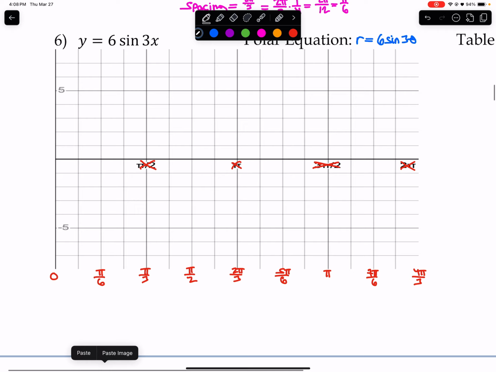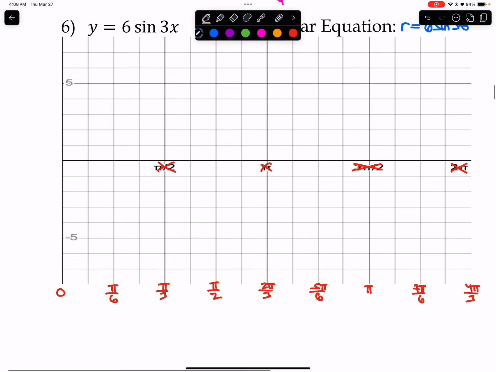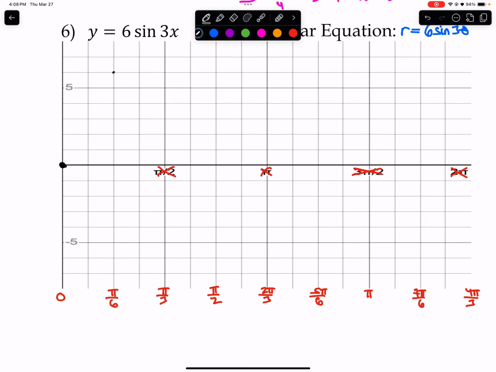So when I graph, I have a sine function. So I'm going to start at a middle point. So I have a midline of 0, so I'm going to start in the middle. And then I'm going to go up to a high point of 6. Then back to a midpoint. Then a low point. Then midpoint. And then keep going. Oscillate. So your graph is going to look like this.